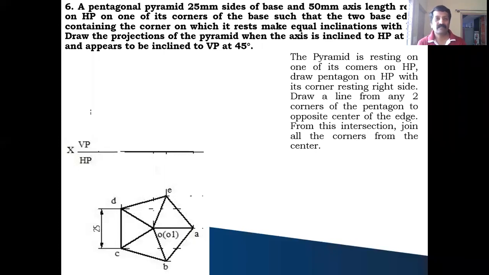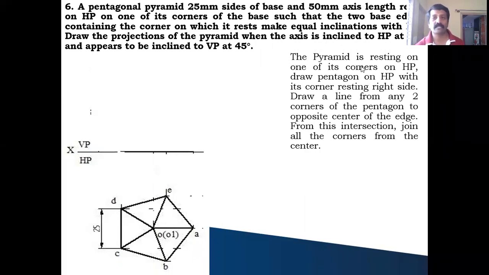millimeter rests on one of the corners of its base, such that the two base edges containing the corner on which it rests make equal inclinations with HP. So I have told you regarding this. This is a common sentence you're going to get for all the corner condition problems. Draw the projection of the pyramid when the axis is inclined to HP at 40 degree and appears to be inclined to VP at 45 degree.